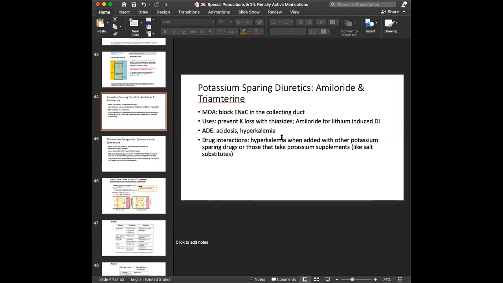So potassium-sparing diuretics like amiloride and triamterene are going to block, again, that ENaC channel, and it prevents that potassium loss, so we get that hyperkalemia. Amiloride can be used for lithium-induced diabetes insipidus, which is nephrogenic DI. Don't give a potassium-sparing diuretic with another potassium-sparing drug or potassium.